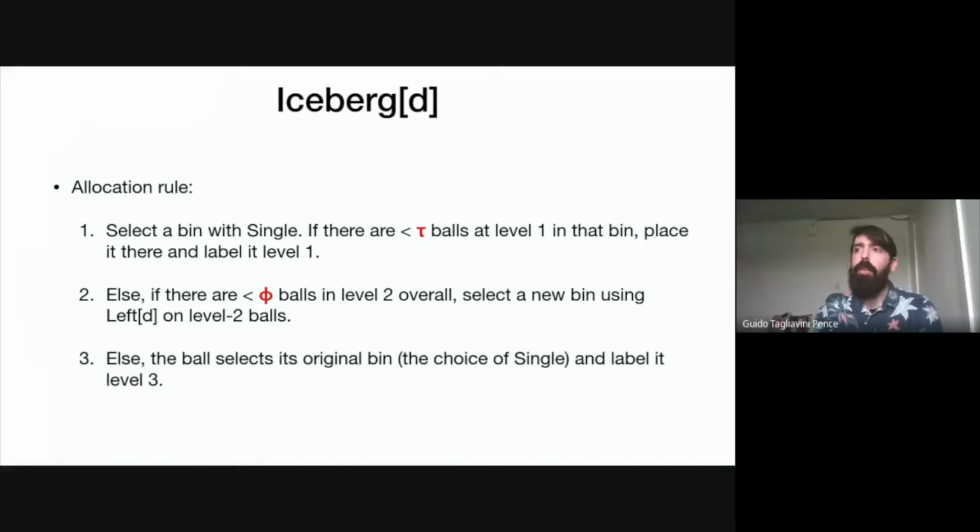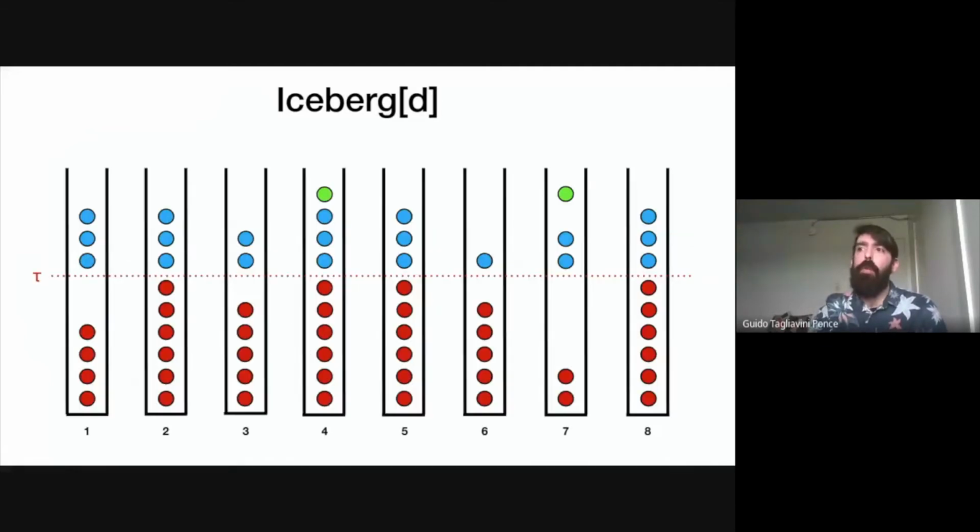Okay, so let me do a couple of examples. Suppose you have this distribution of balls, and we're going to work with d equals 4 and phi equals 21. At this point, we have 20 balls in the second level. So let's insert a ball. First, we pick one bin at random, in this case bin 3, and there's room in the first level there, so we just put it there, and we are done. So let's go with another ball.